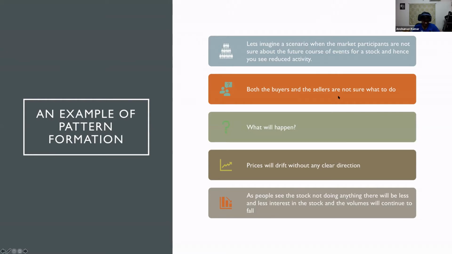So what is happening is, you have buyers and sellers. The sellers are not really going out and selling their holdings, saying, you know what, there's something really wrong with this stock. They are not doing that. At the same time, even the buyers are not going out and buying at higher prices. So essentially what happens is you get a consolidation.